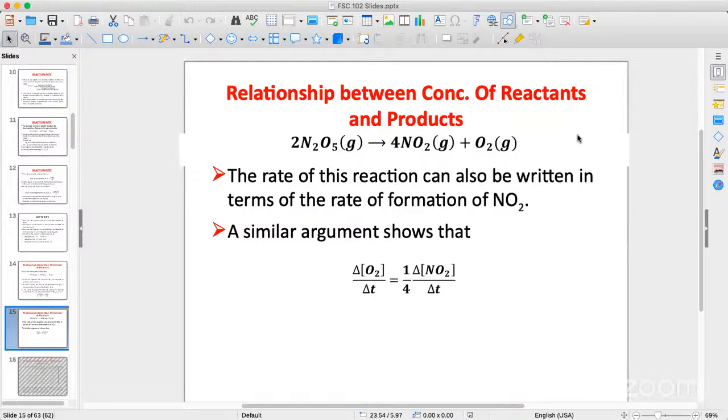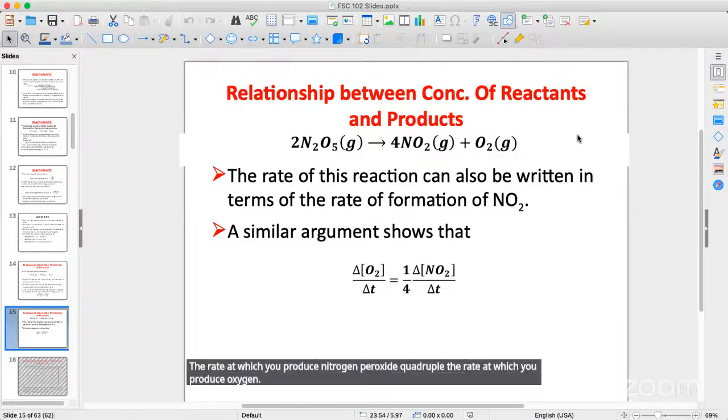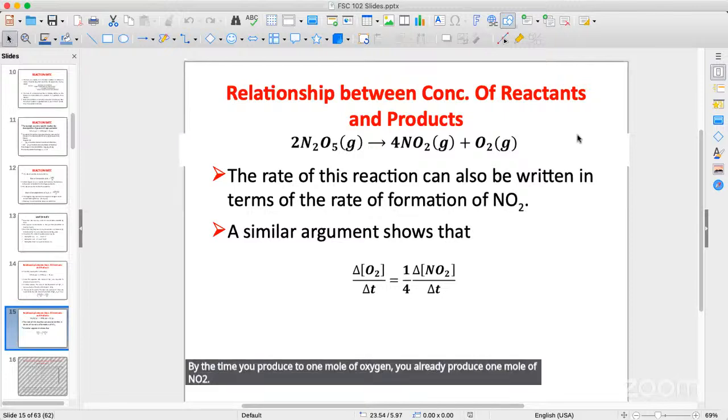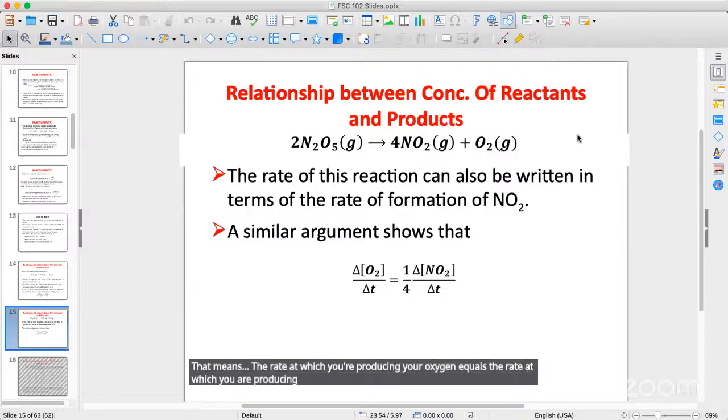It's the same thing here for nitrogen dioxide, because at the end of the day, the rate at which you produce nitrogen dioxide is quadruple the rate at which you produce oxygen. By the time you produce 1 mole of oxygen, you already produce 4 moles of NO2. That is telling you that the rate at which you're producing NO2 is faster than the rate at which you're producing O2. Like I said, you now need to equate the two. To equate the two, that means the rate at which you're producing your oxygen equals the rate at which you're producing NO2 divided by 4.